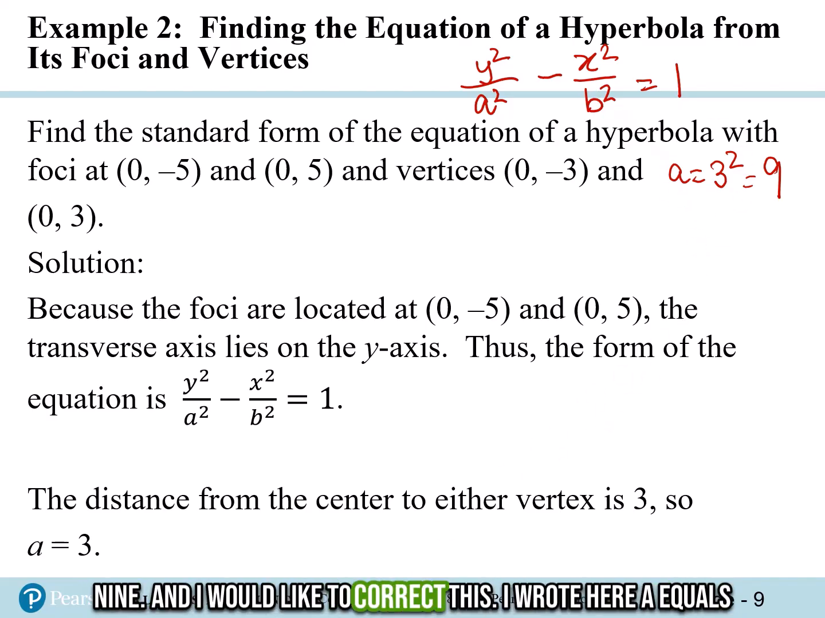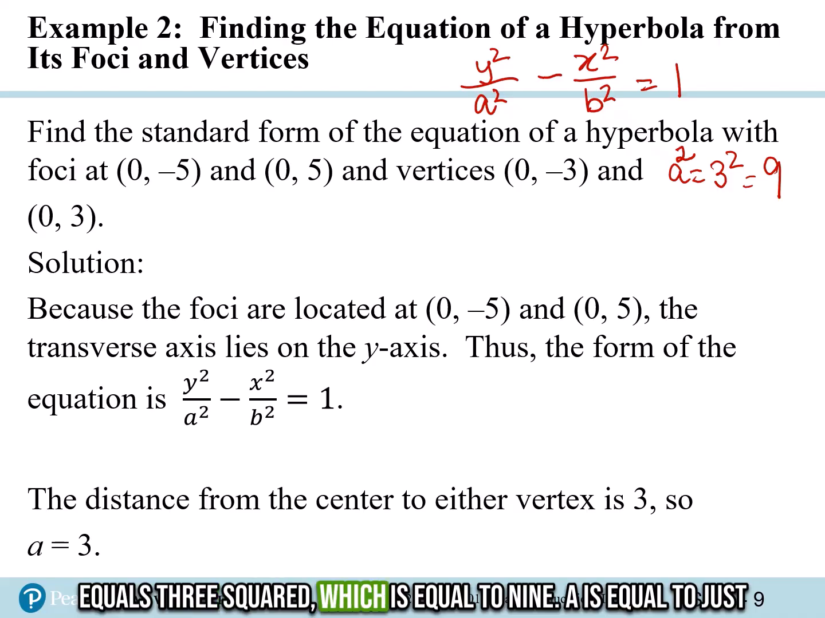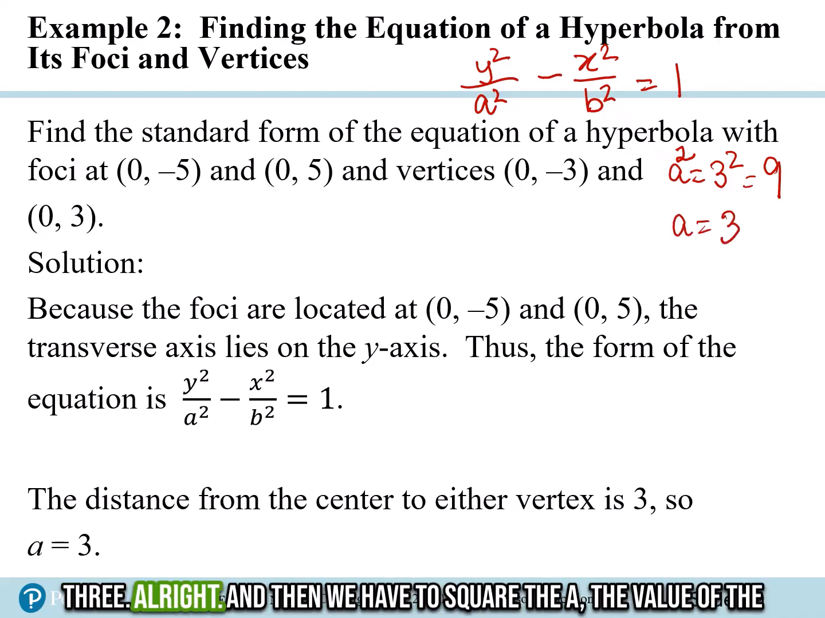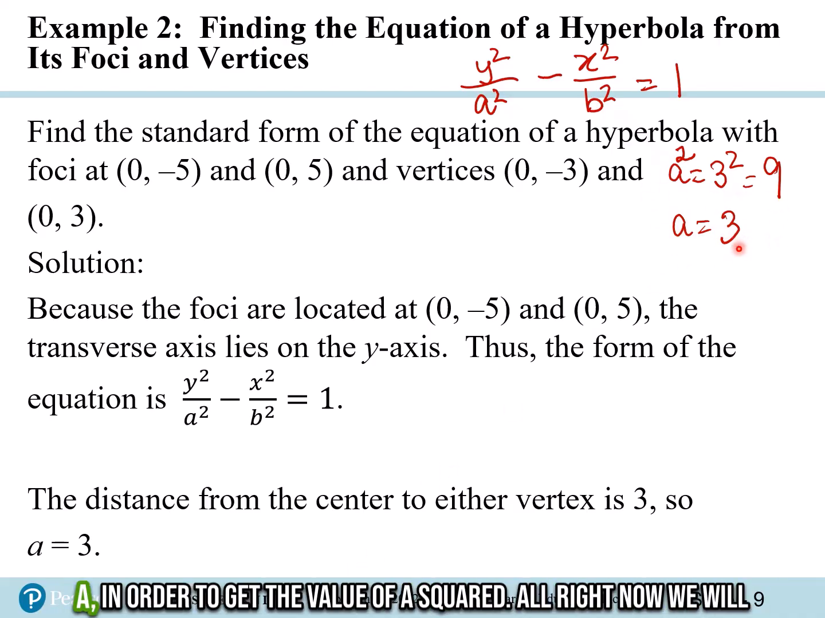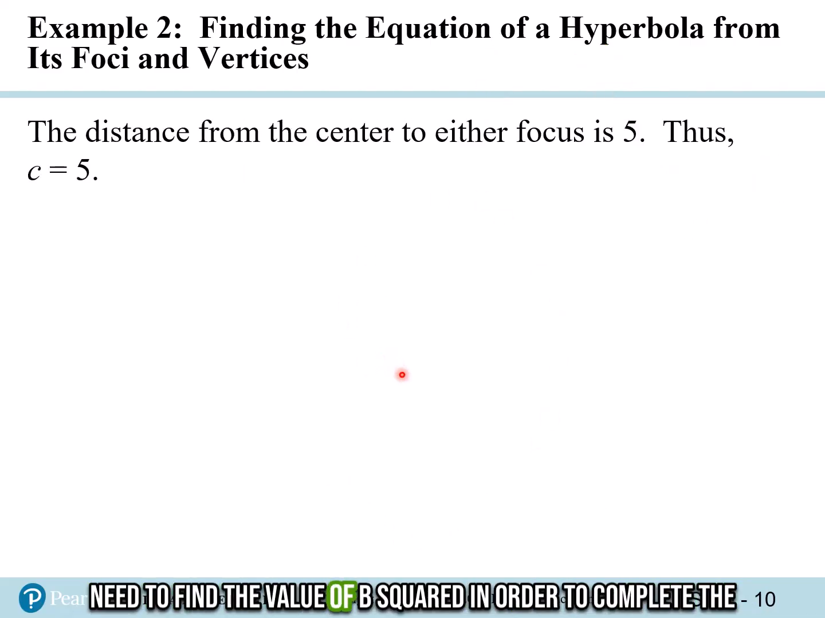And I would like to correct this. I wrote here a equals 3 squared, which is not correct. It should be a squared equals 3 squared, which is equal to 9. a is equal to just 3. All right, and then we have to square the value of a in order to get the value of a squared.